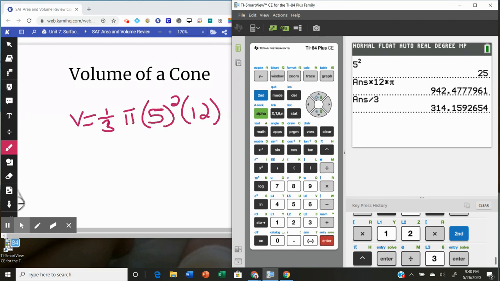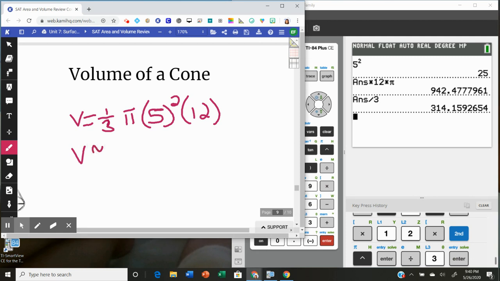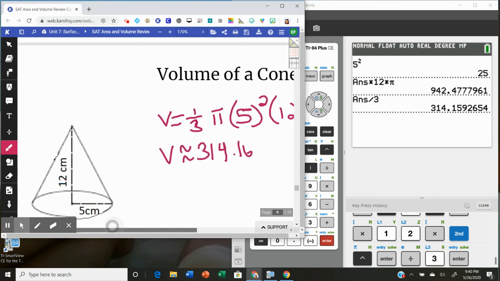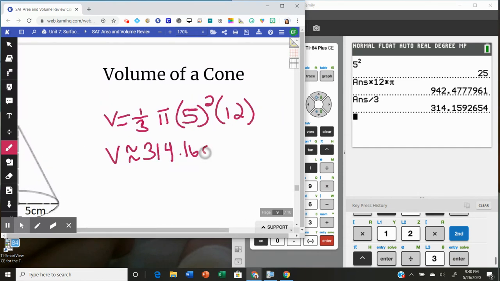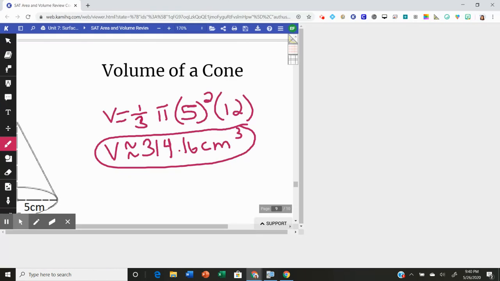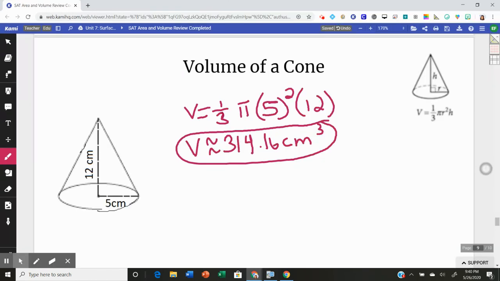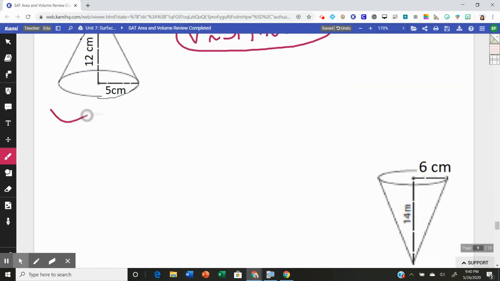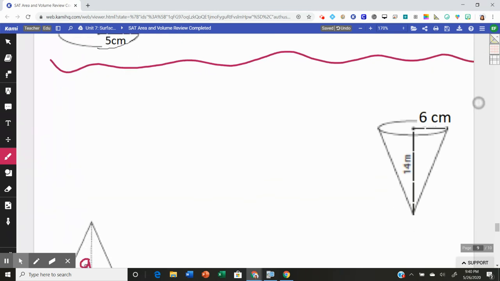So you get that our volume here is approximately 314.16. I scroll over for my units, looks like I'm at centimeters, and I am talking about volume, so that means my centimeters are cubed. Area is measured in square units, volume is measured in cubic units. Let's take a look at the next example.